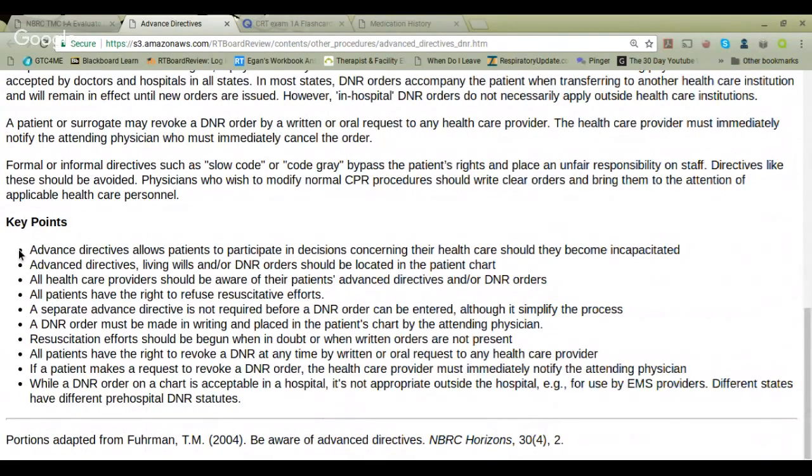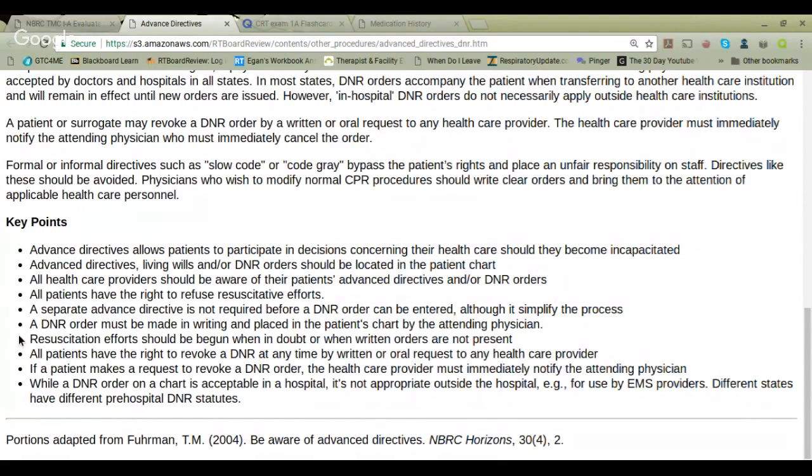Key points. Advance directives allow patients to participate in decisions concerning their healthcare should they become incapacitated. Advance directives, living wills and/or DNRs should be located in the patient's chart. All healthcare providers should be aware of their patients' advance directives and/or DNR orders. All patients have the right to refuse resuscitative efforts. A separate advance directive is not required before a DNR order can be entered, although it simplifies the process. So you can make flashcards with these.